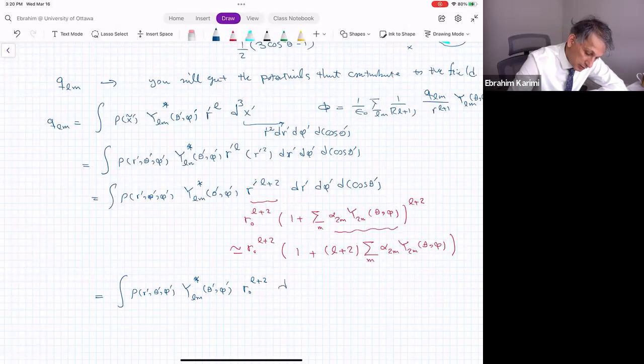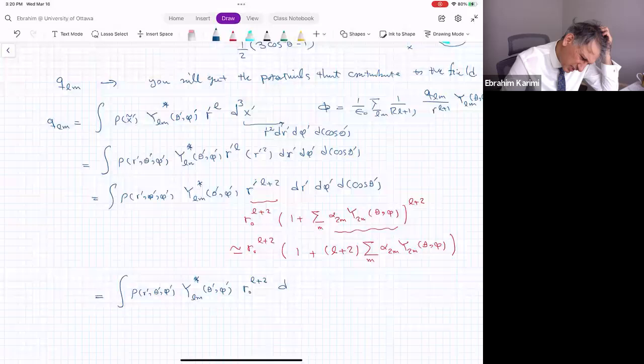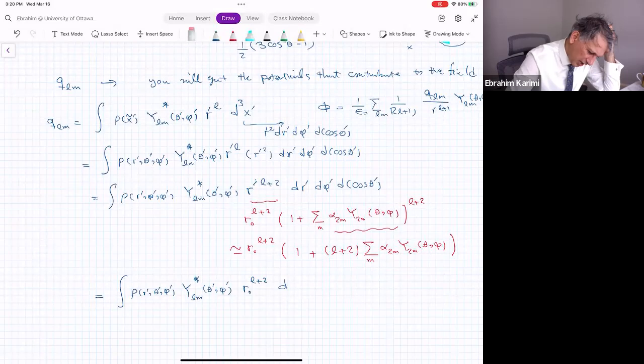Should I consider it as a constant? Let's consider it not to be an R0, to be an R prime, because we have to do the integration: dr prime, d cosine of theta prime, d phi prime.